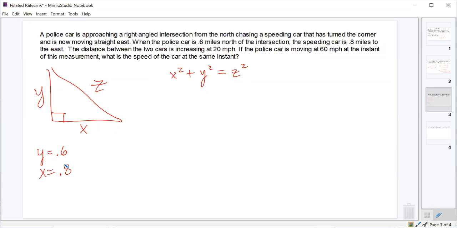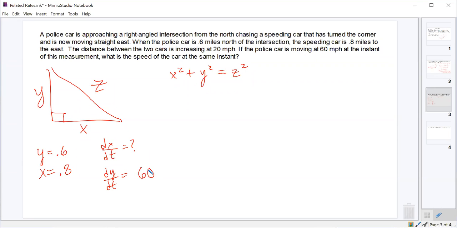We don't happen to have the z value. We could figure it out, though, if we need it later on. And then we're interested in how fast x is going, right? How fast x is changing. So that would be dx/dt is what we're looking for. What about dy/dt? Do we have that? How fast this distance is changing? 60 miles per hour. It's 60 miles an hour.